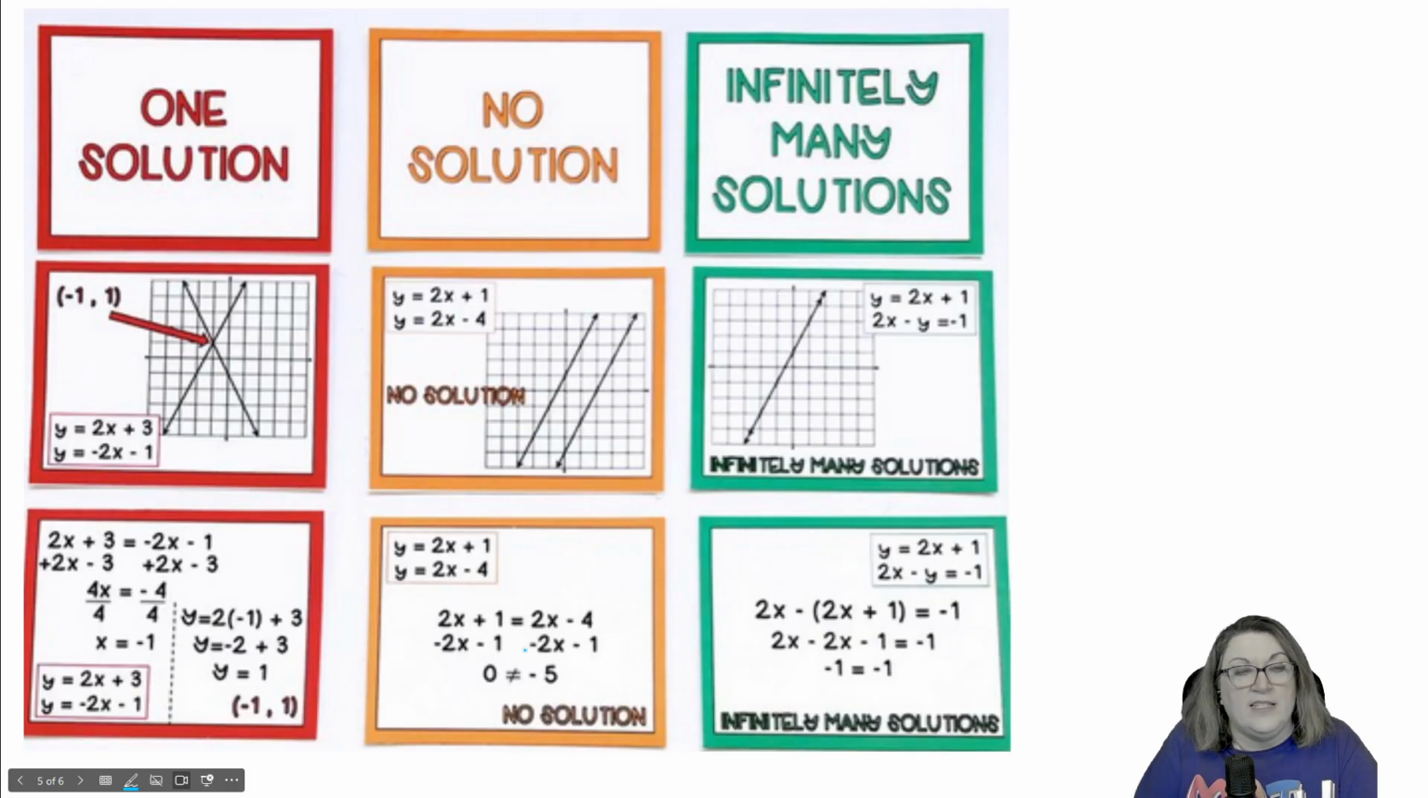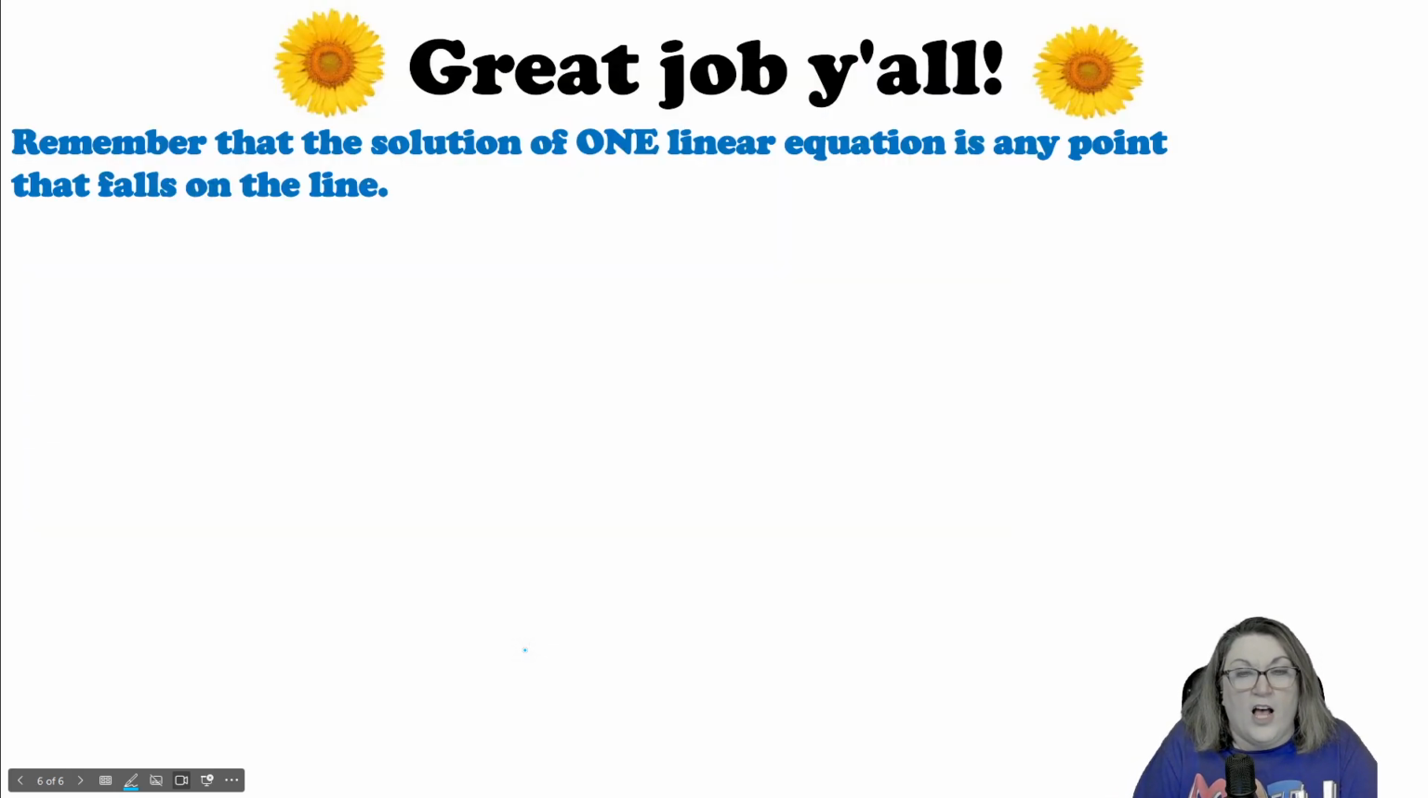All right, so here are some pictures of what it looks like when it's one solution, no solution, and infinitely many solutions. What the graphs look like, some sample equations and how to solve them if you needed to refer to that. So great job, y'all.